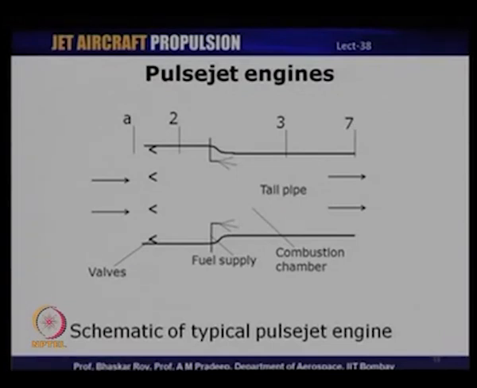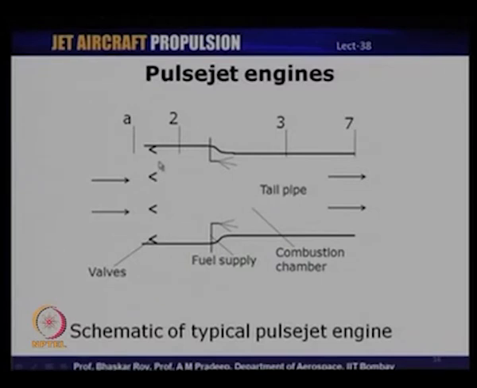Now, this is a typical schematic of a pulse jet, and what are the different components which constitute a pulse jet? A pulse jet has an intake section, and then there is a series of valves which are operated based on the cycle itself. Downstream of the valve we will denote the station number 2, and then fuel is added in the combustion chamber just before the tailpipe, and then the combustion products are exhausted through the tailpipe.